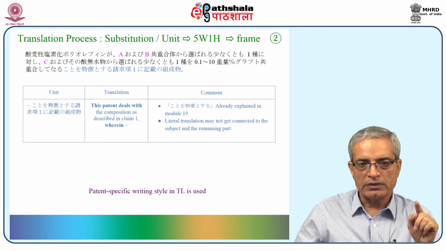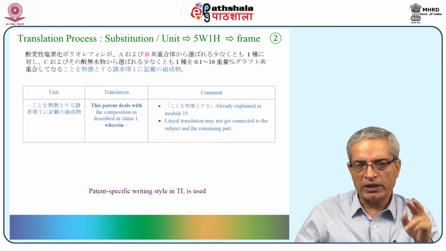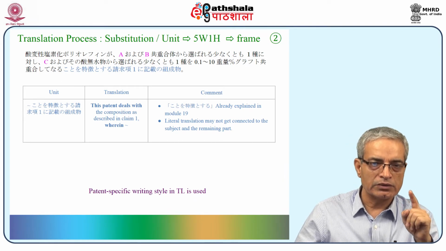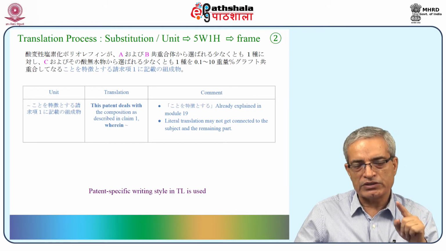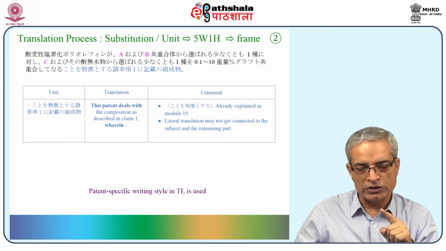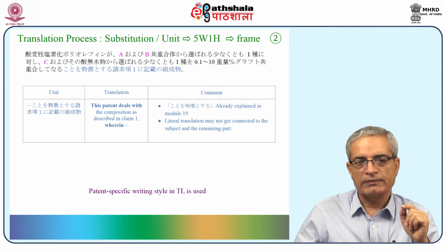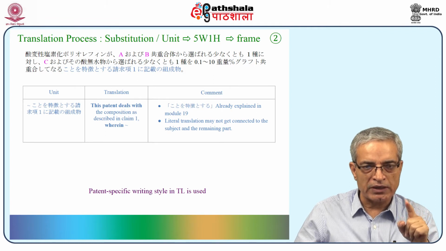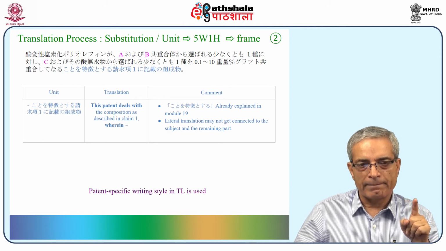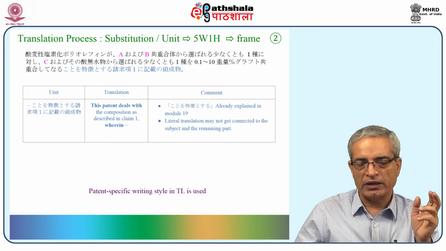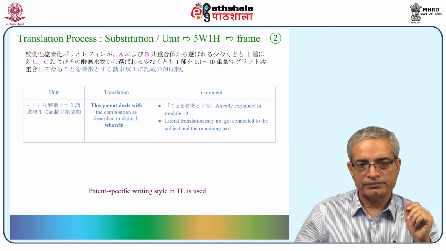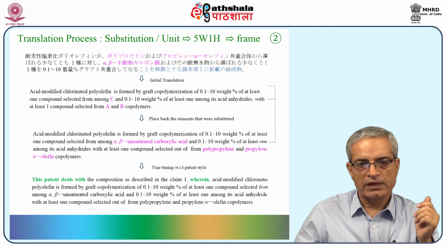The composition as described in claim 1. You may have this clause coming again and again. "Tokuchoto suru seikyu ko ichi naishi go matawa ichi to ni", or it could be "ni" only. So there could be various combinations, but this part, "seikyu ko ni kisai", will remain common. So "the composition as described in claim 1 wherein" is the normal one. So this is again a patent specific style. So this was the initial translation.